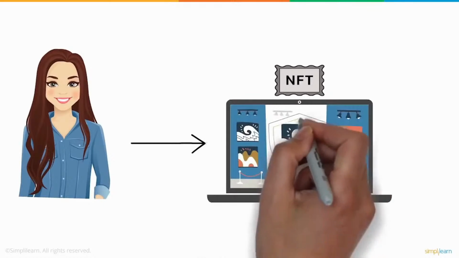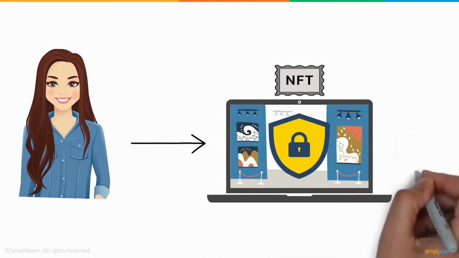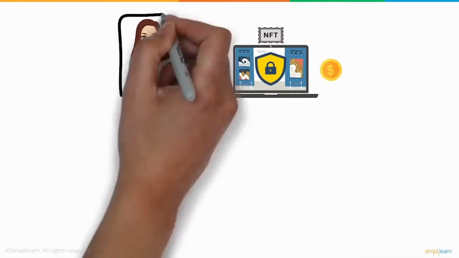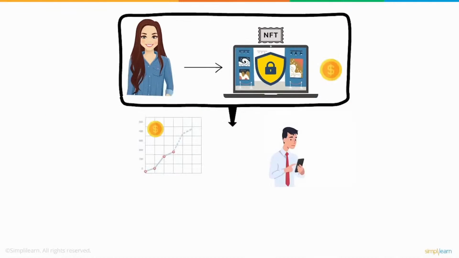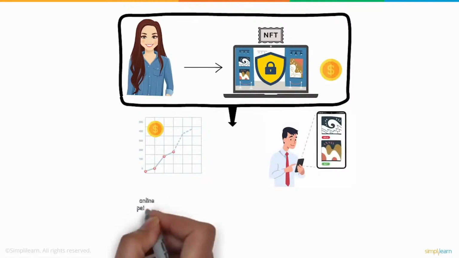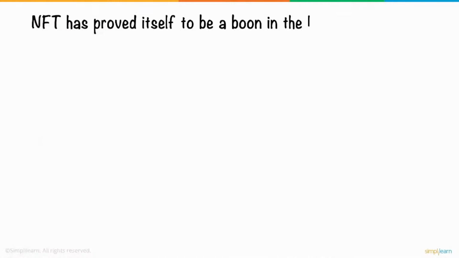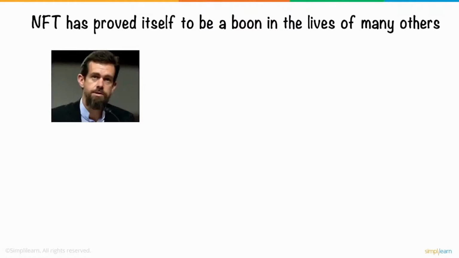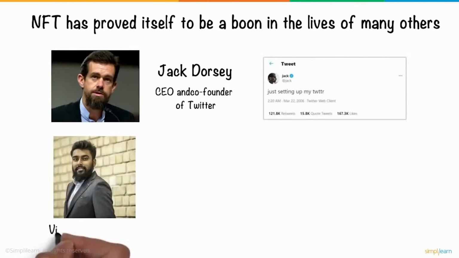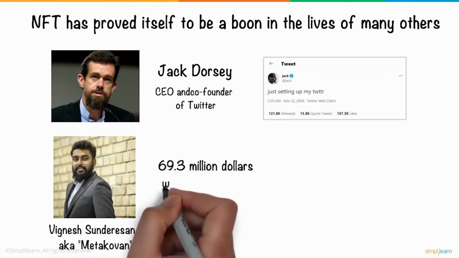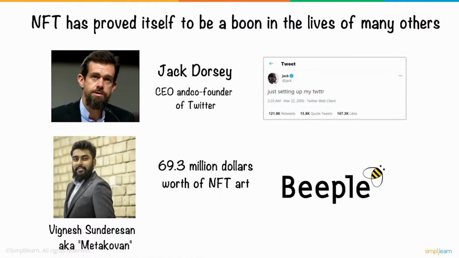Due to this, her artworks were secured from any kind of forgery and also gave her artworks a particular value. This contributed to increased sales too, as everyone was easily able to buy the artwork without any fear. All in all, her exhibition was a complete success. Similarly, NFT has proved itself to be a boon in the lives of many others, like Jack Dorsey, the CEO and co-founder of Twitter with his very first and famous tweet, "Just setting up my Twitter," and Vignesh Sundaresan, famously known as Metakovan, who bought $69.3 million worth of NFT art on Beeple.